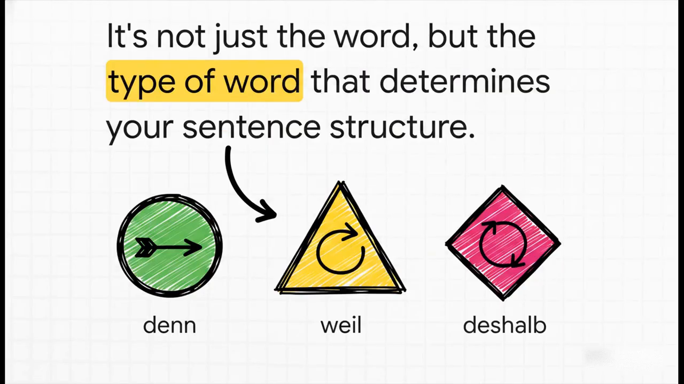So, if you only take one thing away from all this, let it be this. When you learn a new German connector, don't just learn what it means in English. You have to ask yourself what type of connector it is. Is it a denn, a weil, or a deshalb? Because its family name tells you exactly what to do with your verb.